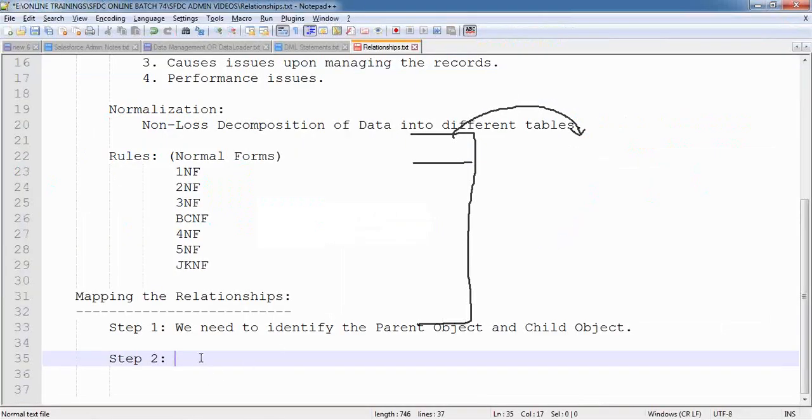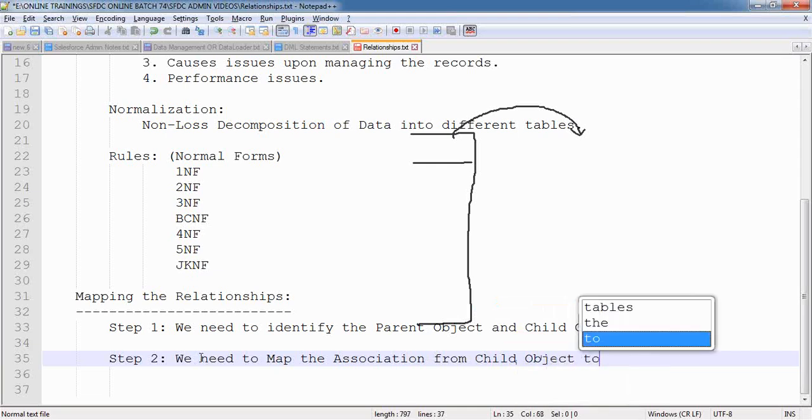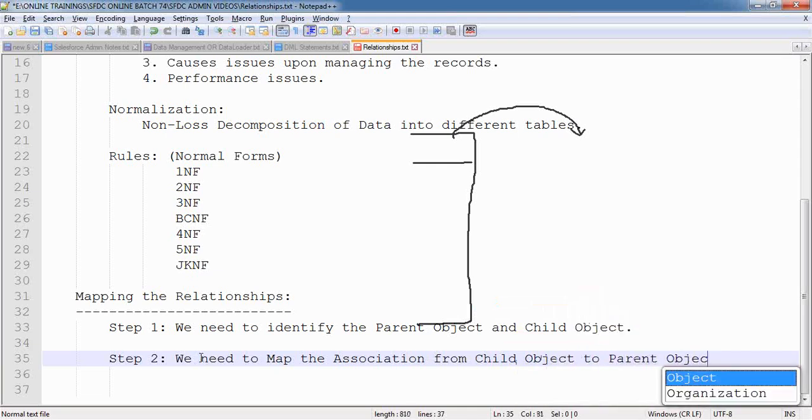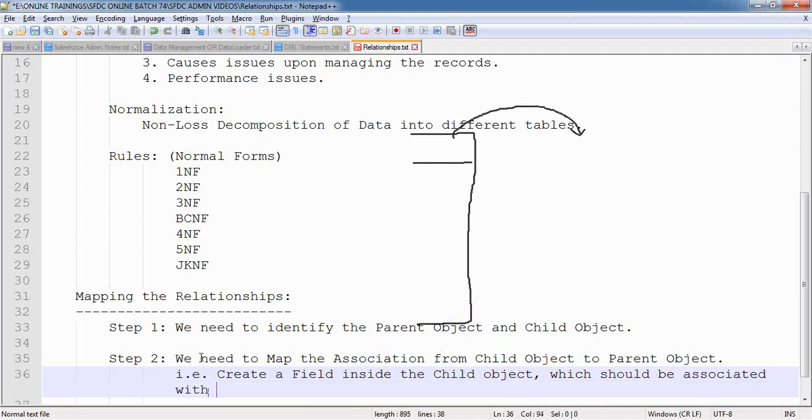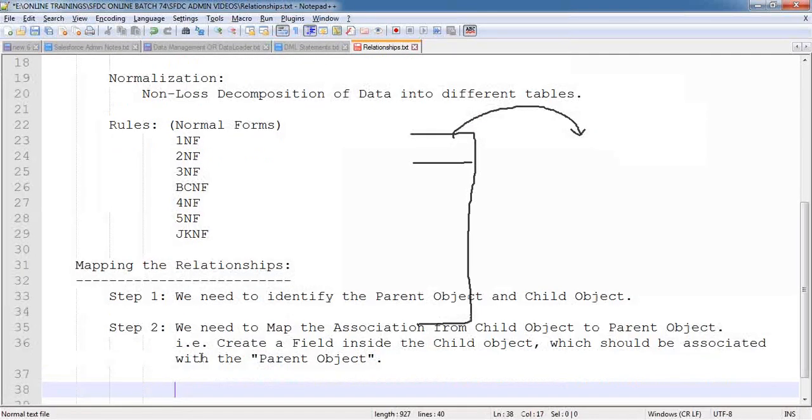Now, as step 2, we need to map the association from the child object to the parent object. How can we map the association? Create a field inside the child object which should be associated with the parent object.